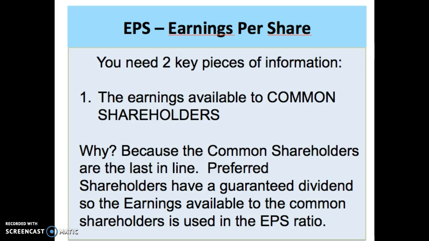So in order to calculate earnings per share, you need two basic pieces of information. The first thing you'll need is earnings that are available to the common shareholders. Now, earnings is synonymous with net profits, so when I use the word earnings or profit, it's interchangeable. And why do we need the earnings available to common shareholders? Because the common shareholders are last in line. We normally calculate earnings per share in relation to the common shareholders, and that's because preferred shareholders have a guaranteed dividend. So the earnings available to the common shareholders is the last in line, or the last amounts of earnings that are getting closed off to retained earnings and therefore available to the common shareholders.